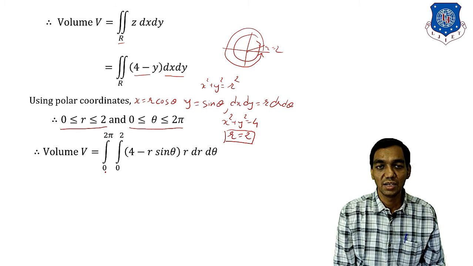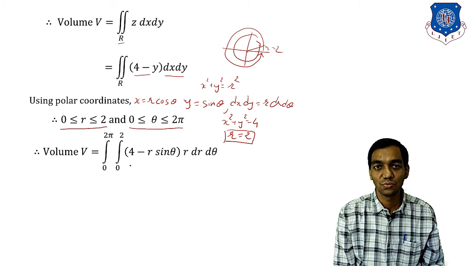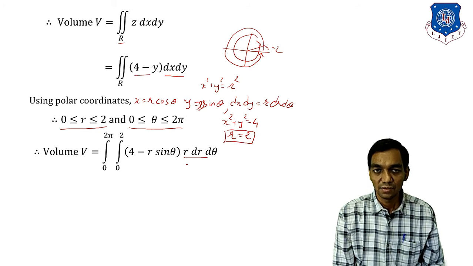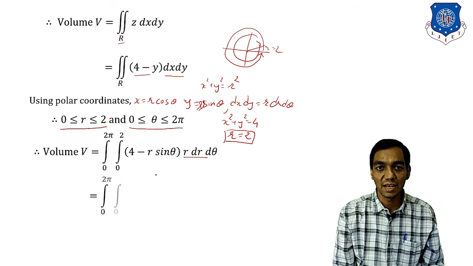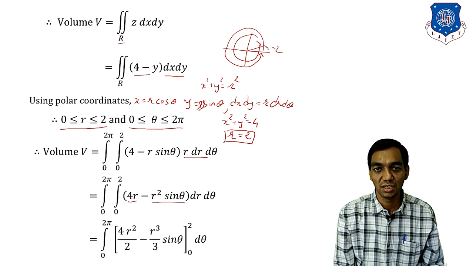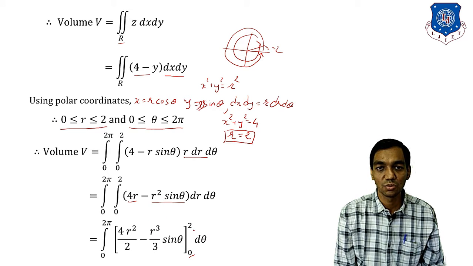Okay. So if you are going to put all the limits in the double integration, then V is going to be a double integration from 0 to 2 pi, 0 to 2, of 4 minus y, where y is equal to r sine theta, into dx dy replaced with r dr d theta. Correct? Now first I multiply r inside, that will give you integration from 0 to 2 pi, 0 to 2, of 4r minus r square sine theta, integrating with respect to r. So you will have 4r square by 2 minus r cube by 3 into sine theta. Limit is from 0 to 2.